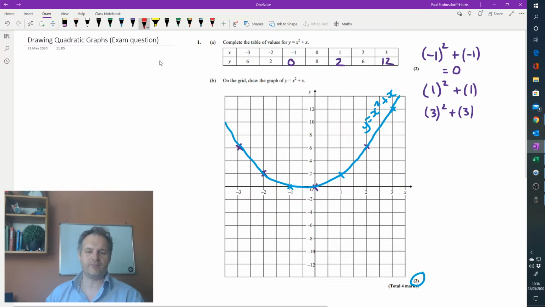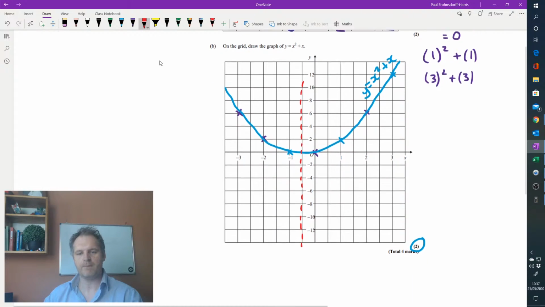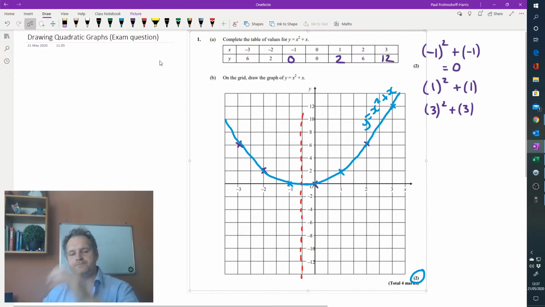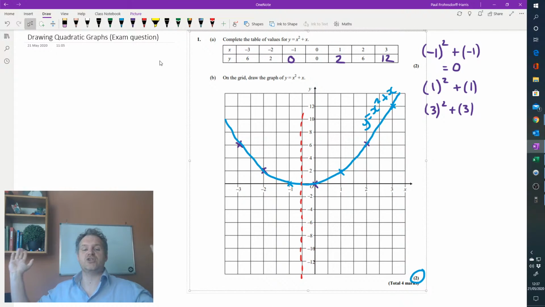And because this is what I've been trying to teach you to do, I'm also going to put a line of symmetry in there, just to show that it's got one. So that's how you would do it. That was question 1 from the worksheet in the description.